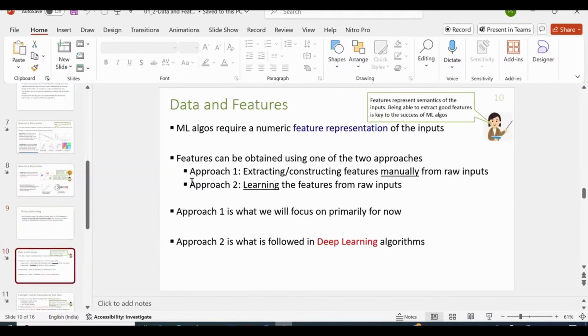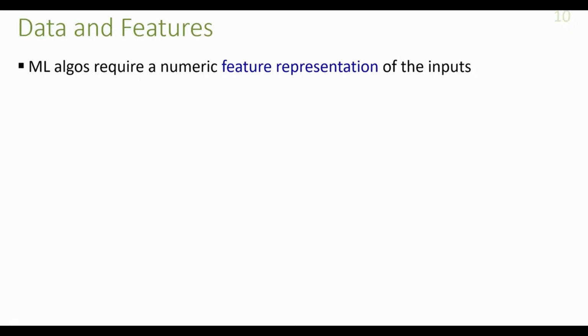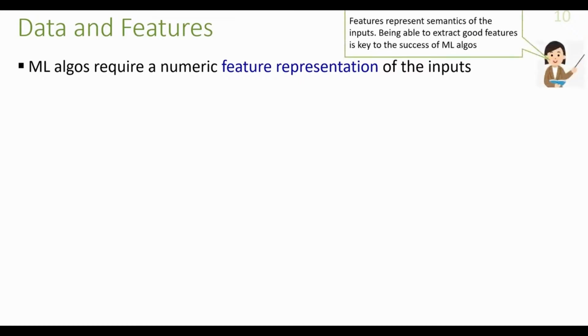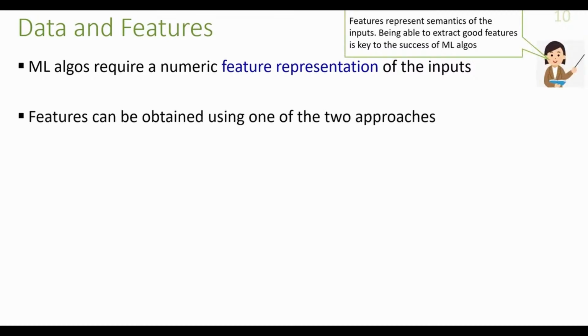Now let me quickly discuss the techniques using which we can convert raw data to some numerical representation. How can we convert raw data to feature vectors? An ML algorithm or machine learning model requires a numerical representation of each input, right? Because a model cannot directly understand the raw data, and we first have to convert data points to some numerical representation, right?